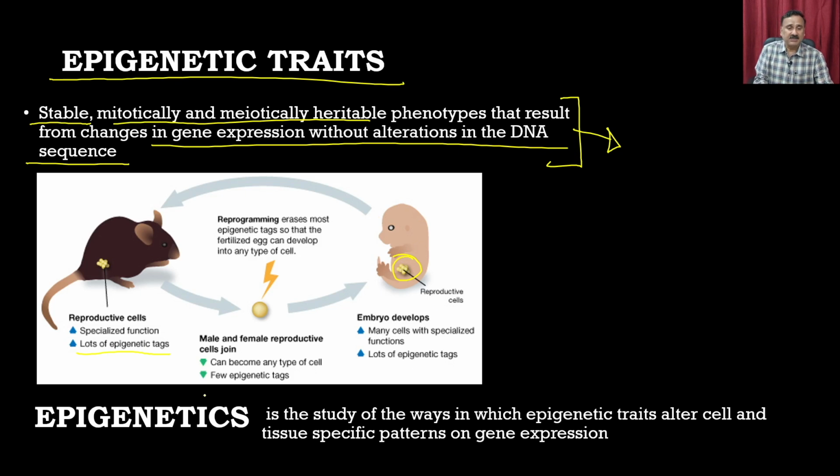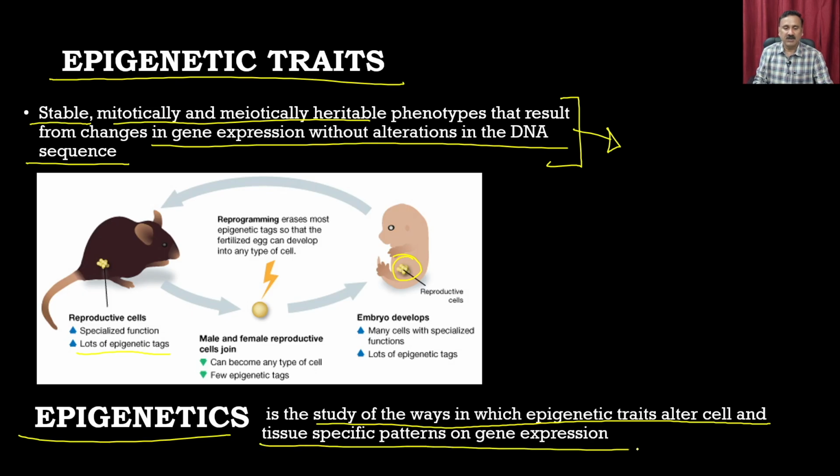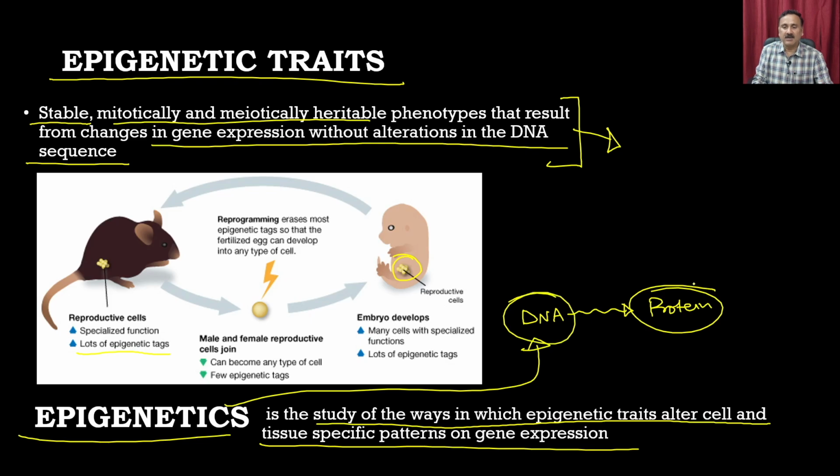And since these epigenetic tags respond to environmental factors, they are going to give you different types of individuals. So epigenetics is the study of the way in which epigenetic traits alter the cell and tissue specific patterns of gene expression. Basically, epigenetics is the study of how the information from the DNA is utilized for the production of protein. So it is not changing the DNA, but it is changing the protein.